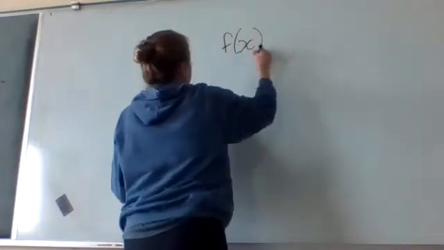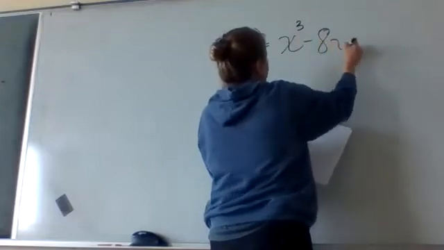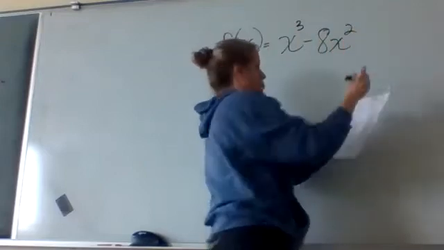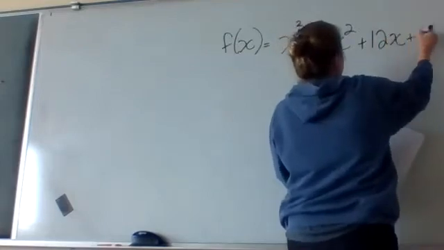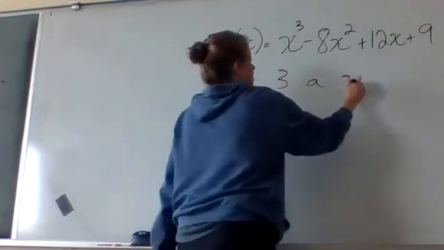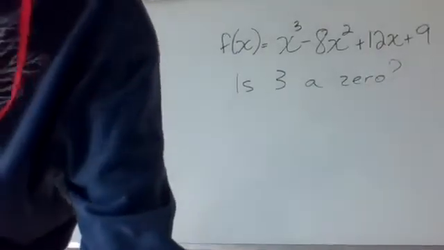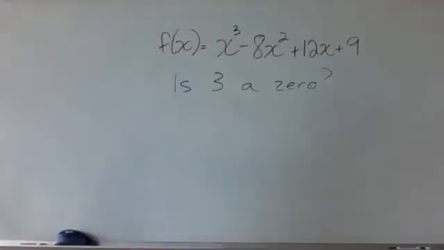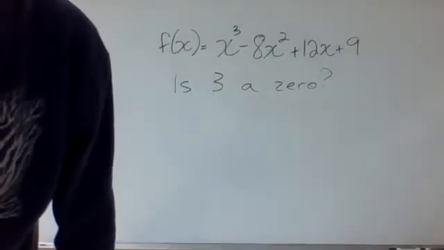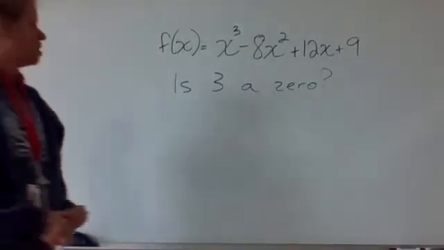Without graphing it. So it gives us the function f of x equals x to the third minus 8x squared plus 12x plus 9. And then it wants us to know, is 3 a zero of this function? Okay, so you could put that in y equals and see if it has an x-intercept at 3. And if it does, then yes, it is a zero of the function.